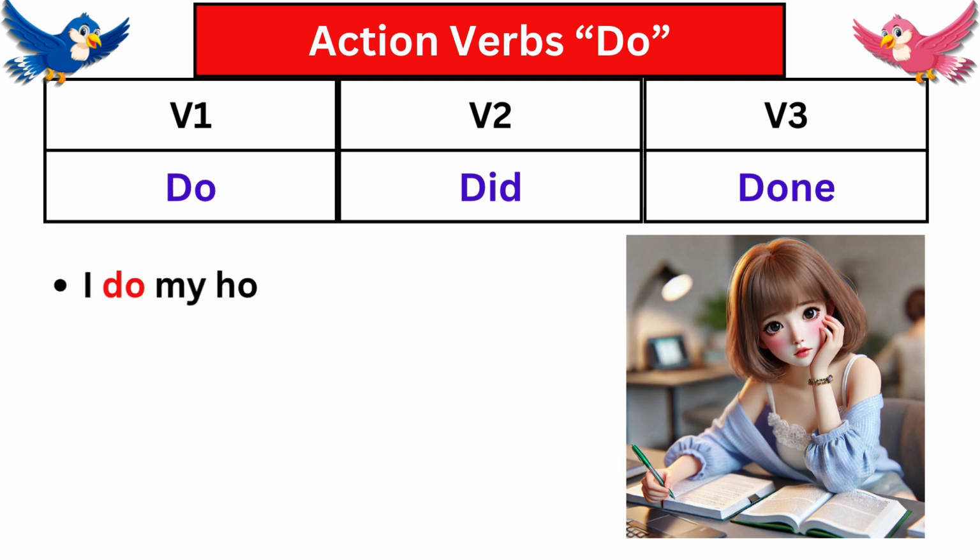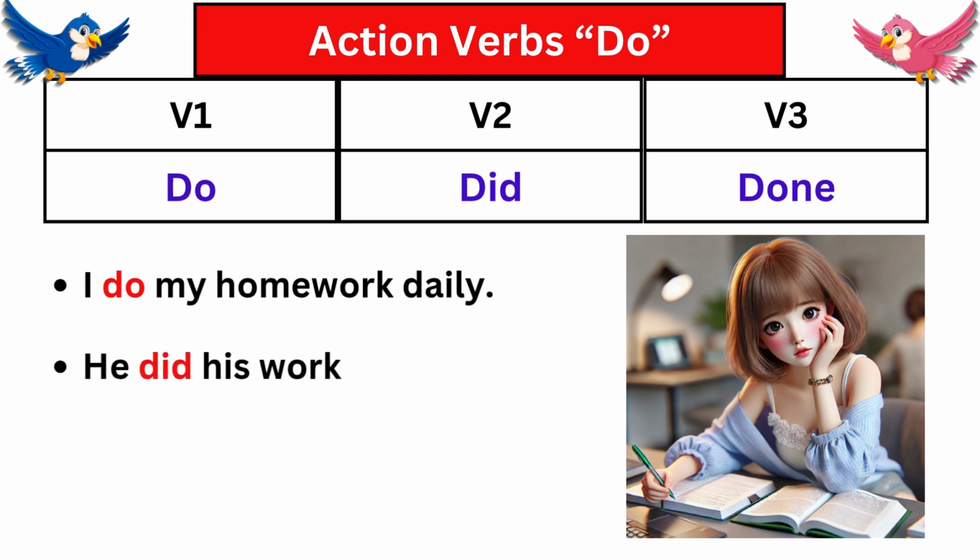V1, present simple: I do my homework daily. This means I do this regularly. V2, past simple: He did his work on time. This happened in the past.